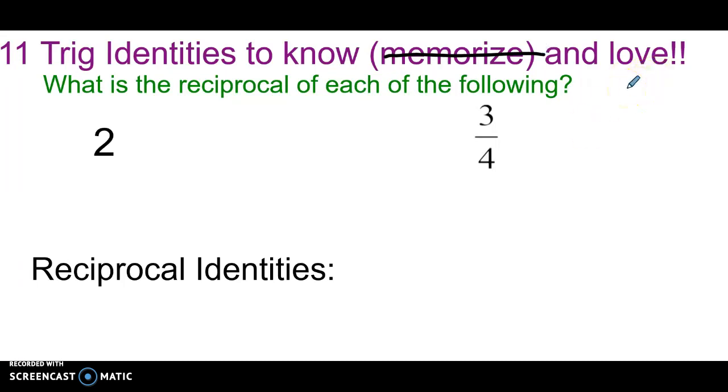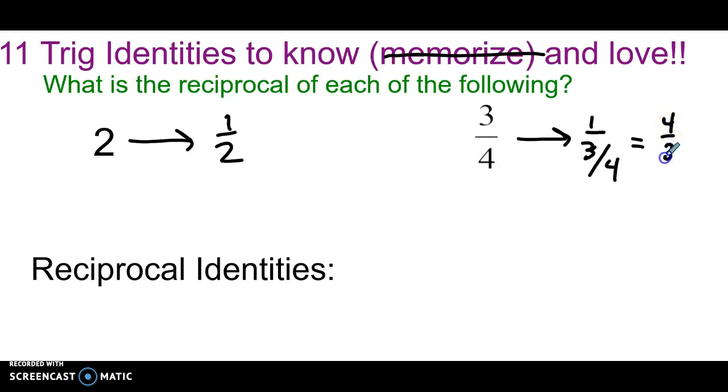Okay, what is the reciprocal of each of the following? I'm not going to put an equal sign because they're not equal. Reciprocal of 2 is awesome sauce, 1/2. The reciprocal of 3/4 is 1/(3/4), which simplifies to, very good, 4/3. All right, we know reciprocals.